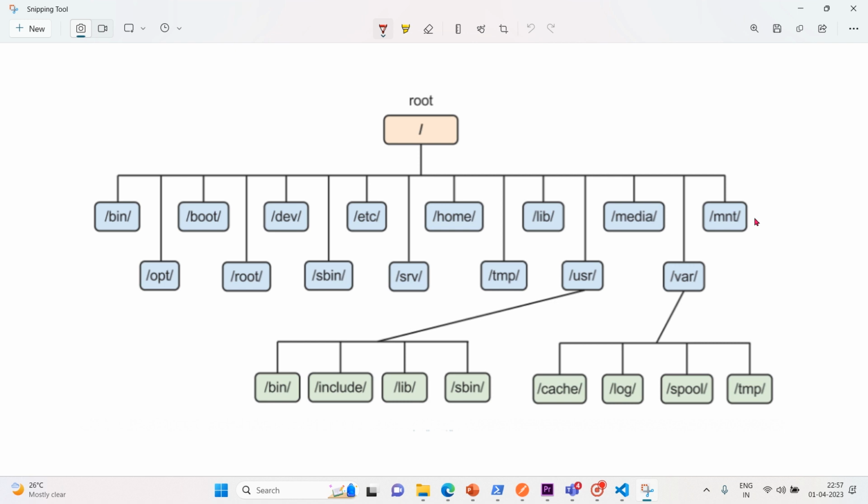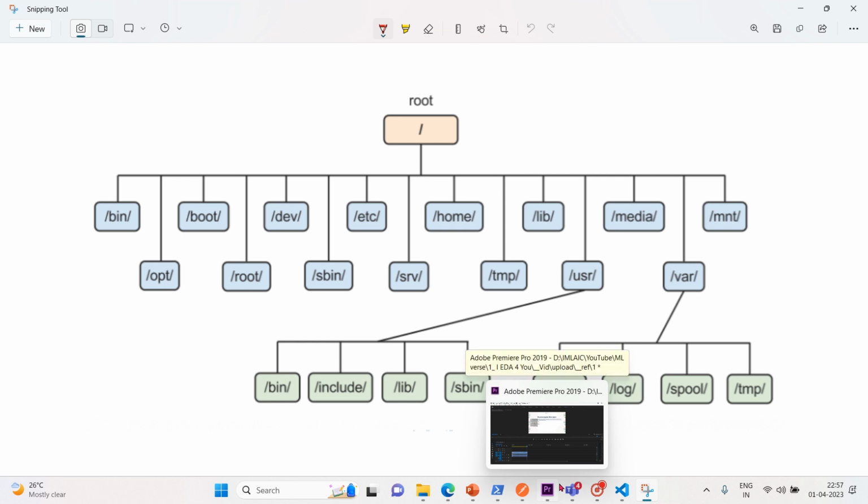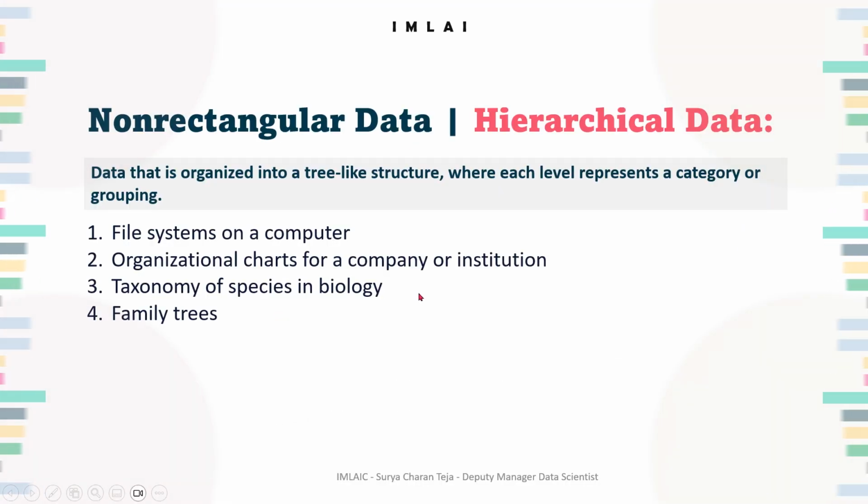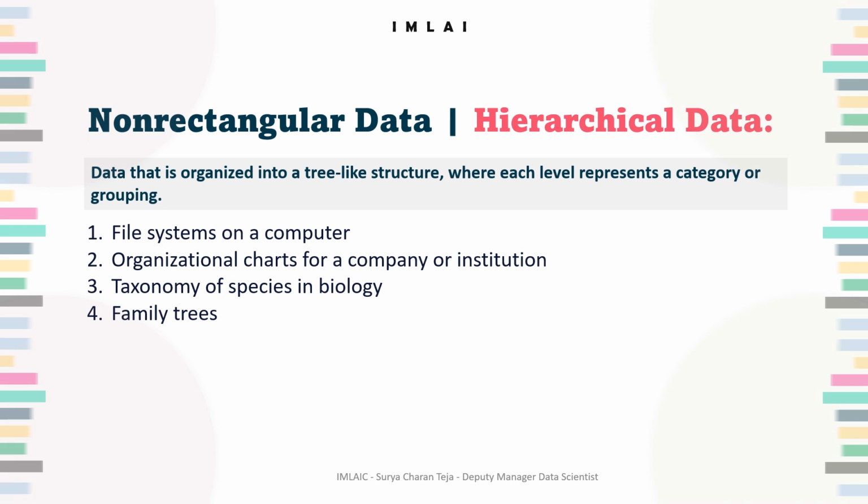Each directory will have subdirectories. For example, the home directory will have normal user directories inside it, such as Charan, Ram, Krishna, like that. And /usr again consists of subdirectories. If you see, the whole data looks like a tree, and that's the reason this is called hierarchical data.